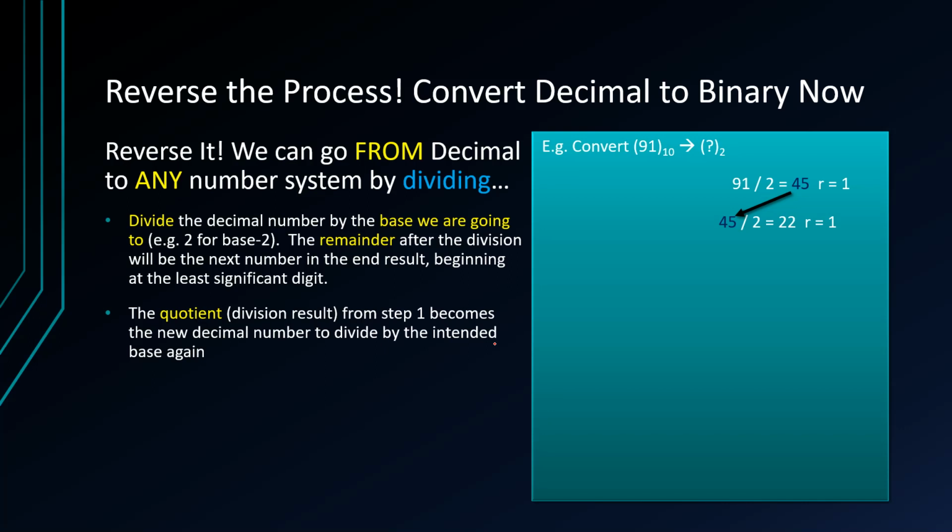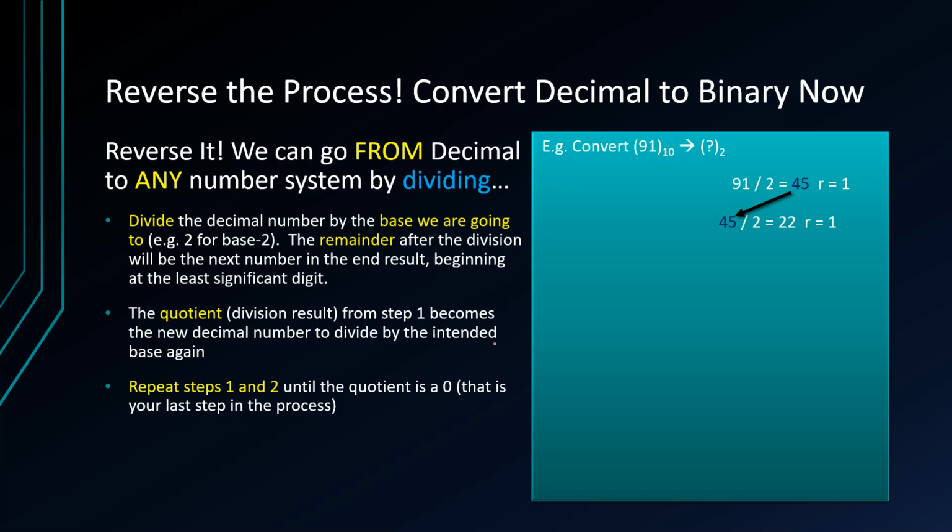45 divided by 2 is 22. Obviously, it's 22.5, but we're going to ignore those decimals. So 22, and we have a remainder of 1. 22 times 2 is 44. 44 out of 45, and we end up with 1 left over. So now we have 2 digits of our final answer. And we just repeat this process. We repeat steps 1 and 2 until we get to the end.